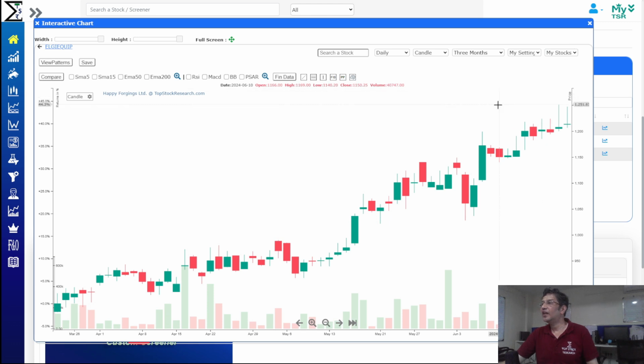Happy Forge, let's look at another stock. Happy Forge is here, right? Again, if you see, it was generally on the upper end of this range, so the breakout chance is higher, and then it's giving an upward move, right?